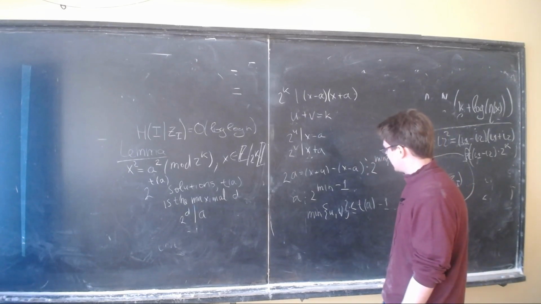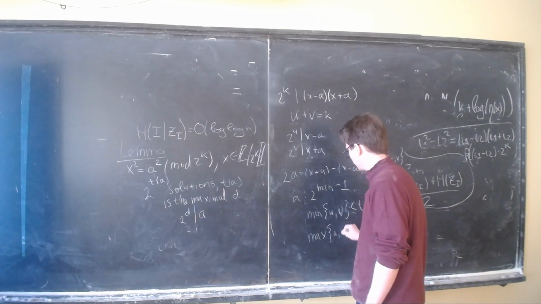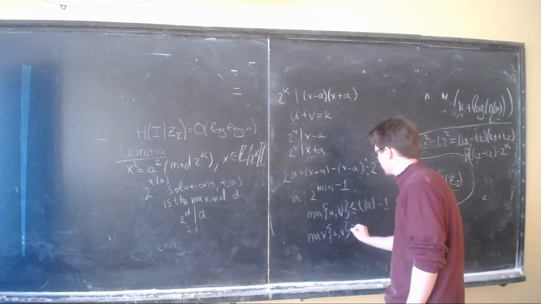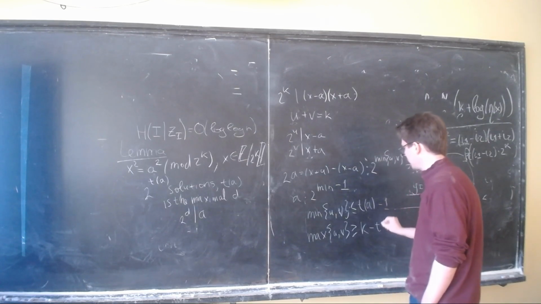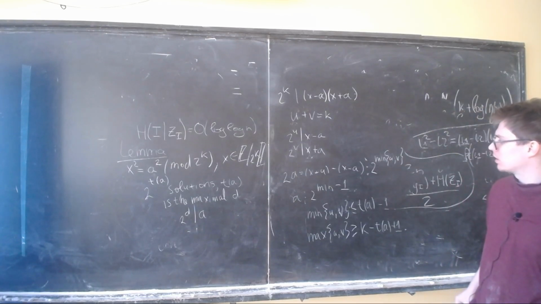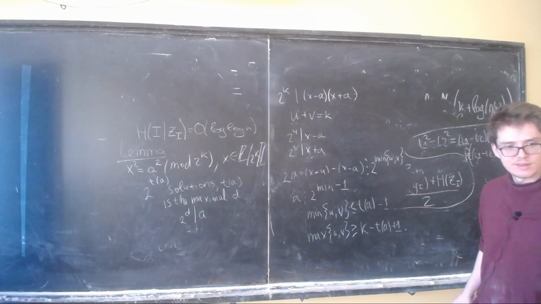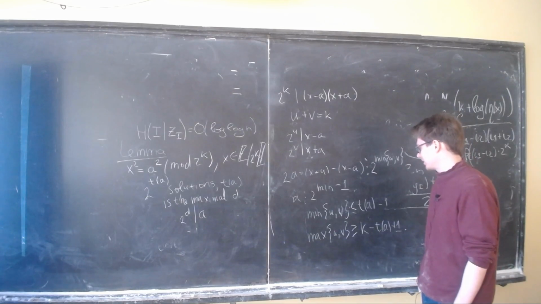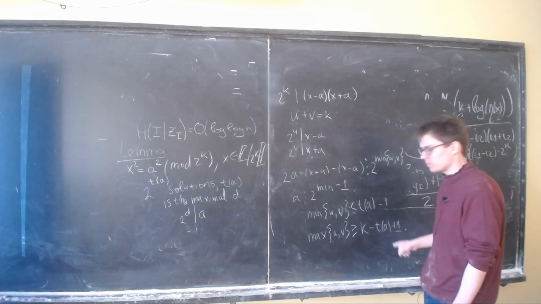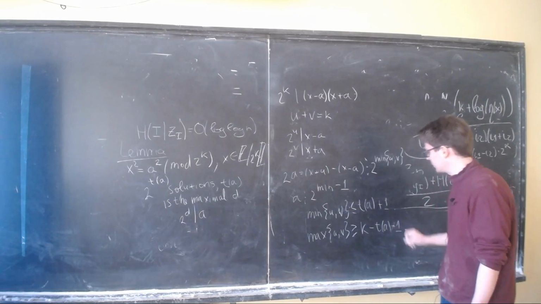But it means that the minimum of u and v is either u or v. But then the other number is at least k minus t of a plus 1. The minimum is at most t of a plus 1, then the max of u and v is at least k minus t of a minus 1. Maybe here I should have plus 1, but it doesn't matter.